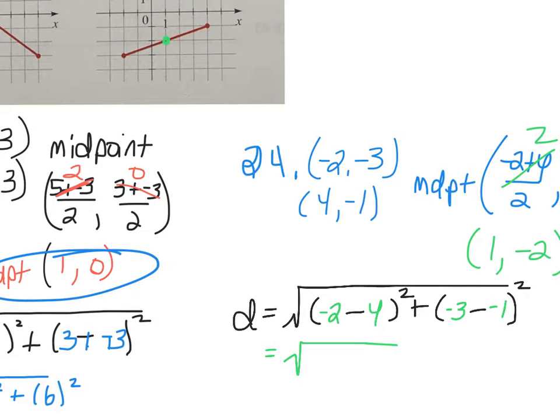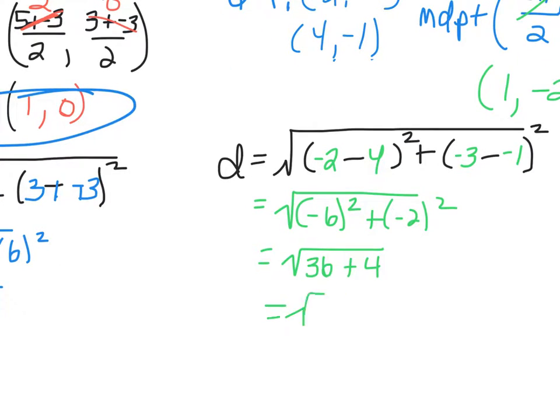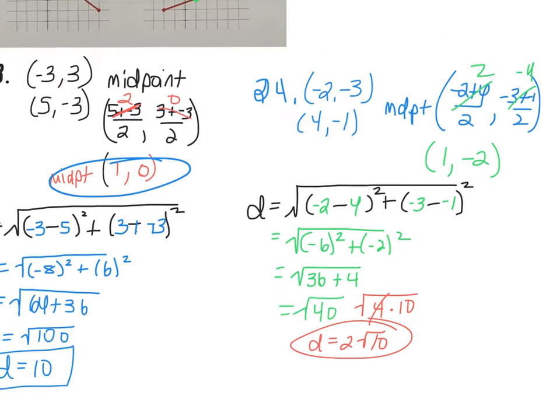Now we just simplify. What is negative 2 minus 4? Negative 6, so squared, plus, what's negative 3 minus the negative 1? Good, negative 2 squared. What's negative 6 squared? 36 plus 4. So I'm left with the square root of 40. I have to make sure that I don't have any perfect squares in there. Can I break down the square root of 40? Yes, this would break down into 4 times 10, right? So my distance is 2 root 10. Good.